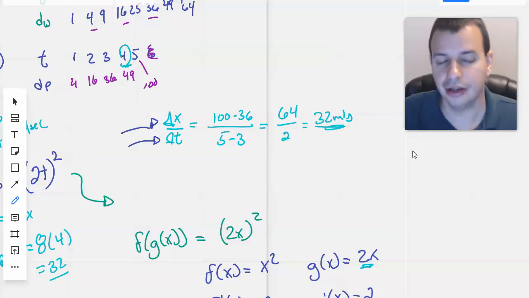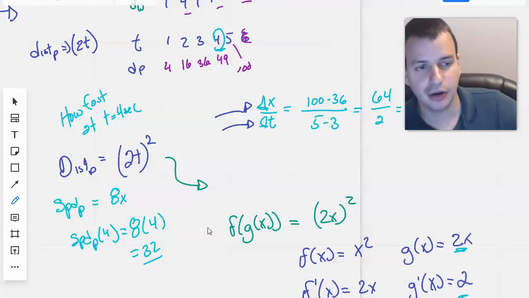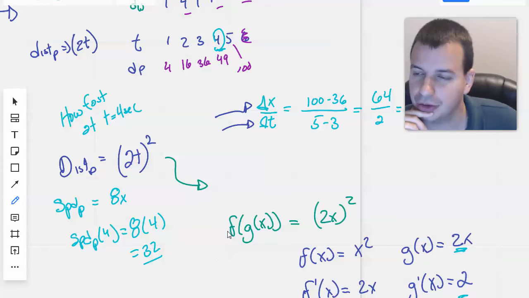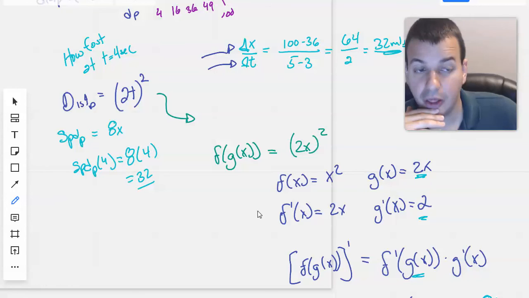approximation. Most approximations don't work out that well. But this case is kind of like, okay, 32 is pretty close to 32. Bam. Probably true. And so that's the idea behind the chain rule.